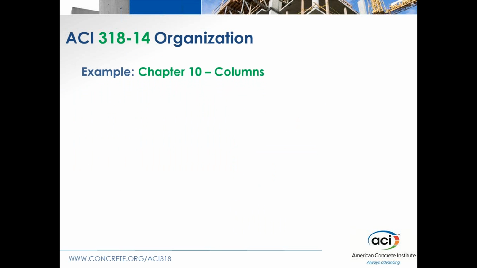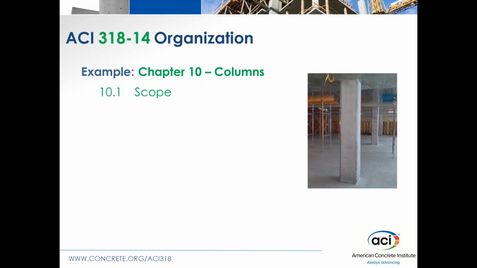So let's take an example. Chapter 10 is columns, and let's see how it's laid out. We've got a section 10.1 on scope. So what is the scope of this particular chapter? Well, it's column design. There's other wording that goes around with it and other generic descriptions, but basically it provides the limit of what this chapter covers and the applicability of these provisions in Chapter 10 to the code.